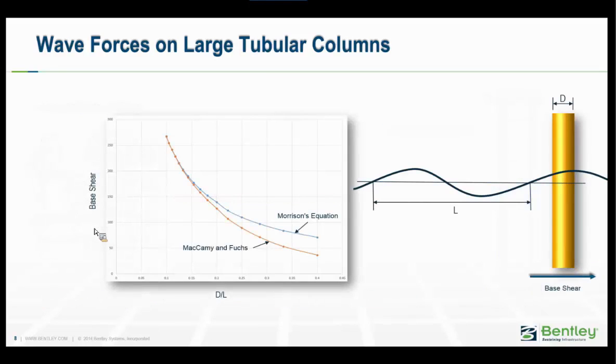Okay, so this next graph shows a comparison between the two approaches. Here at the top you see the pure Morrison's equation, and the result in red is the MacCamy and Fuchs approach applied to the coefficient of mass. What we're doing here is increasing the diameter of this tubular column and measuring the base shear. As you see, for low diameters, the two approaches give the same results, as you would expect.